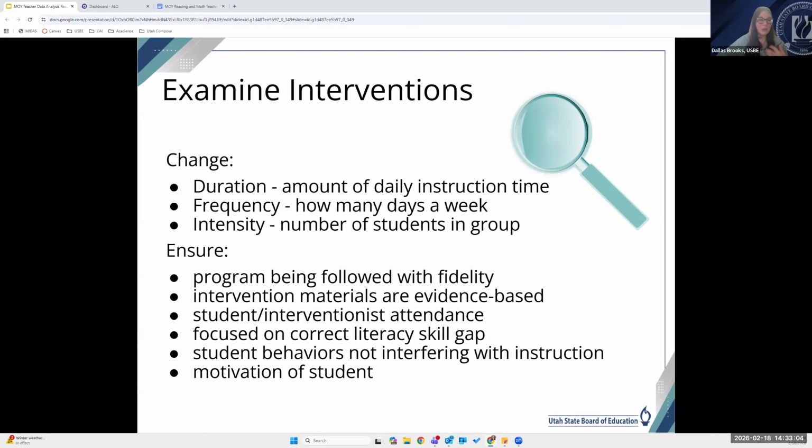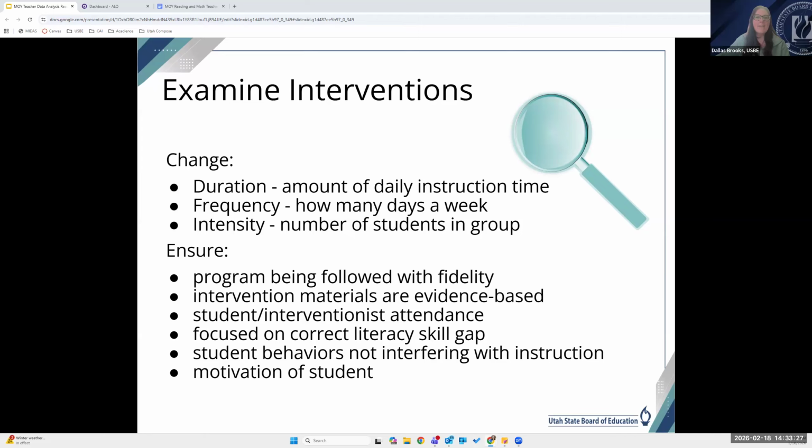So when we're talking about the reading assessment, we might need to bring in some of those diagnostic tools to really delve into the skill that they're missing. And then just keep an eye on attendance, behavior, and motivation of the student, because all of that plays in to factors when we are supporting our students.